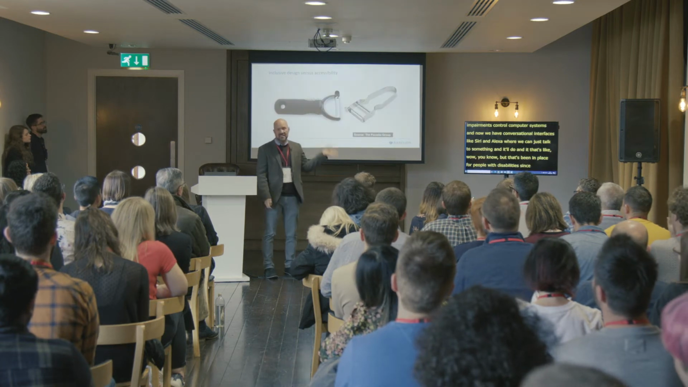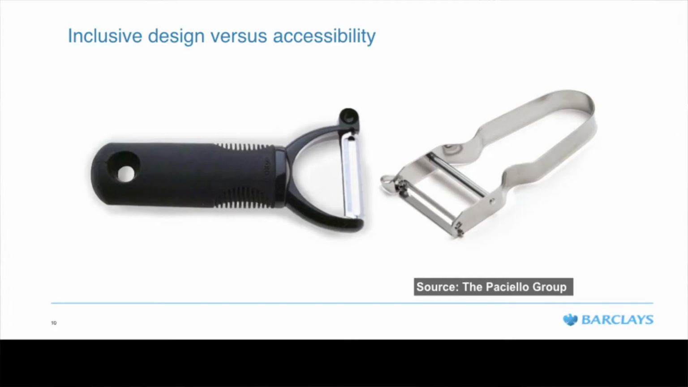So just going back to the 7 factors of user experience, we can see in this example we have 2 tools that do the same job. The one might be accessible, you can use it, you can peel a potato, but the other one provides a much greater user experience. So what we're saying is that you need to include accessibility as part of the entire user experience studies that you would do when you are designing something.